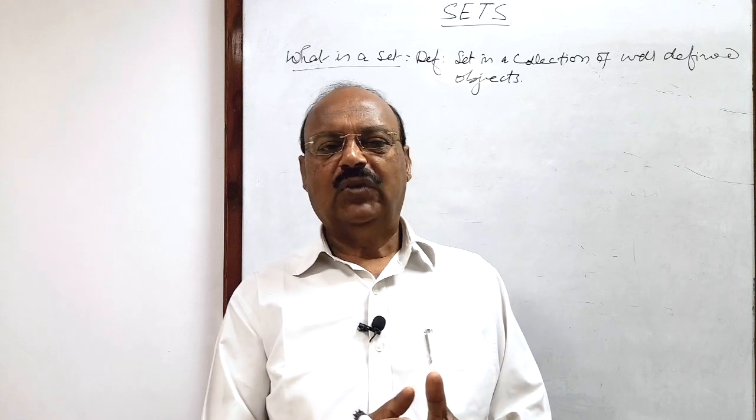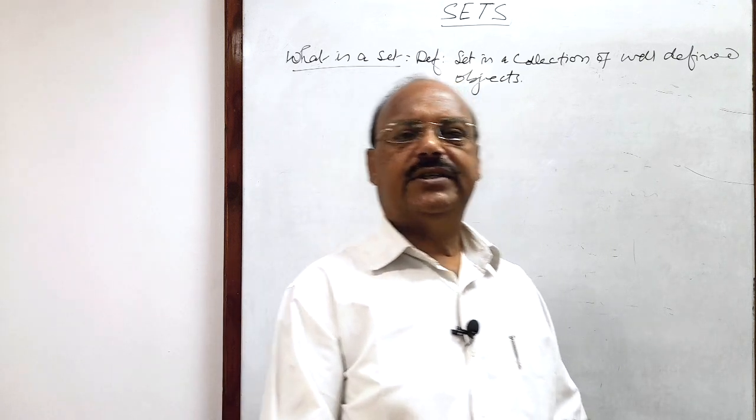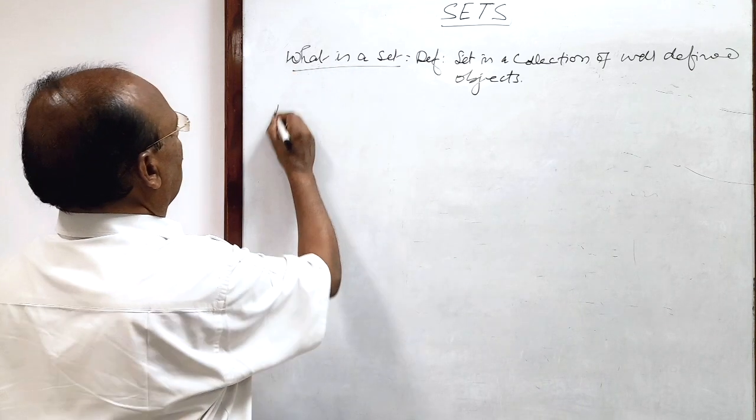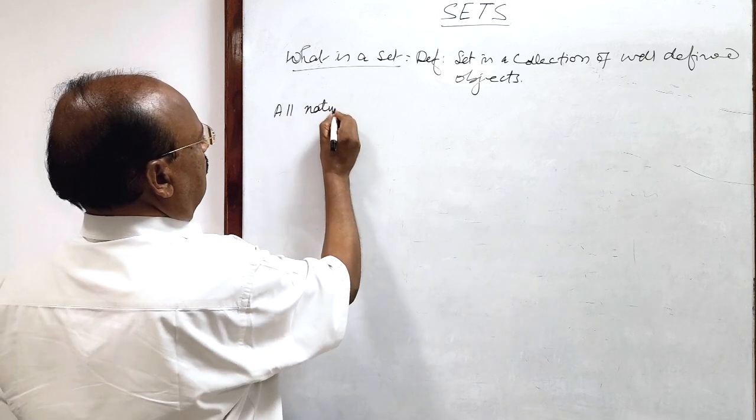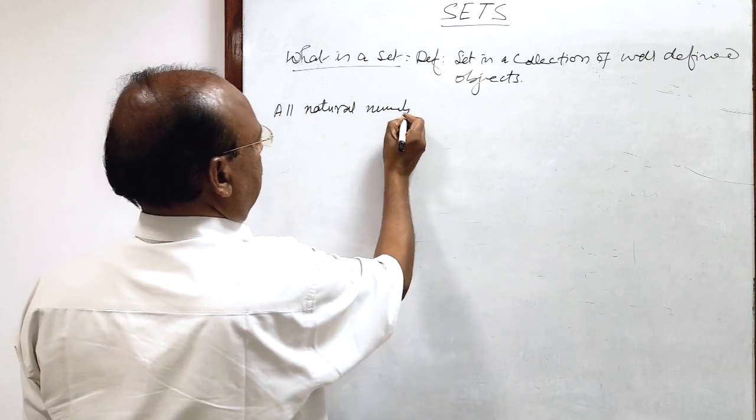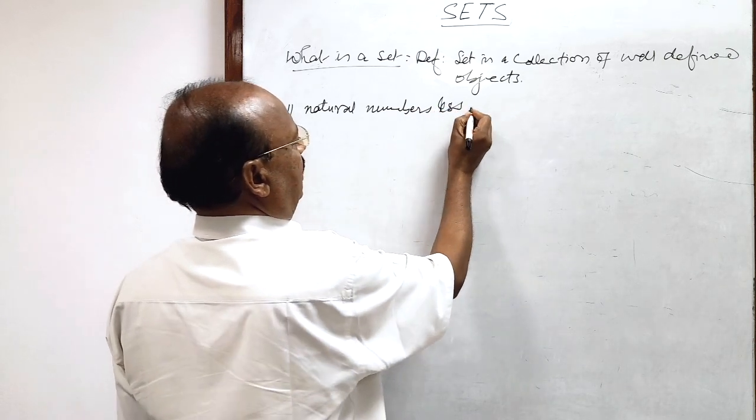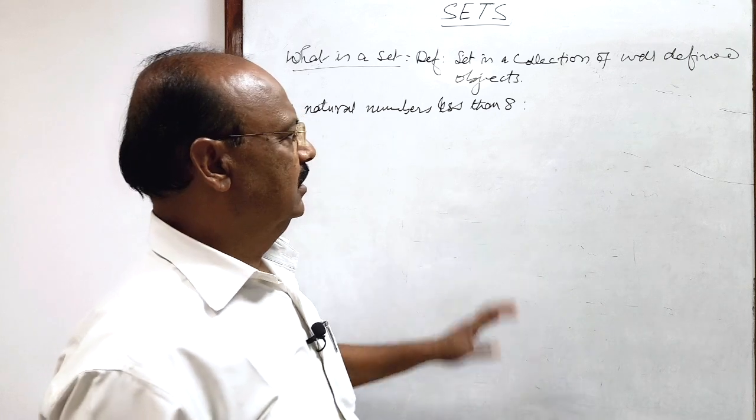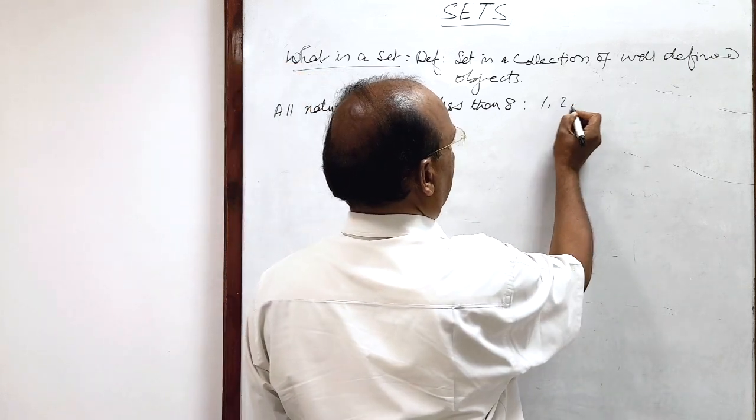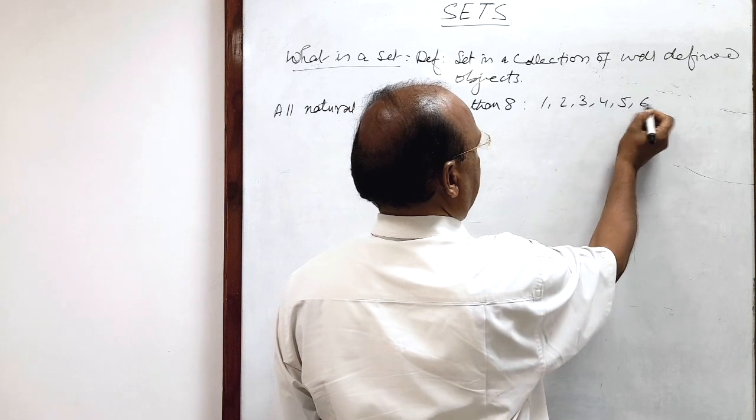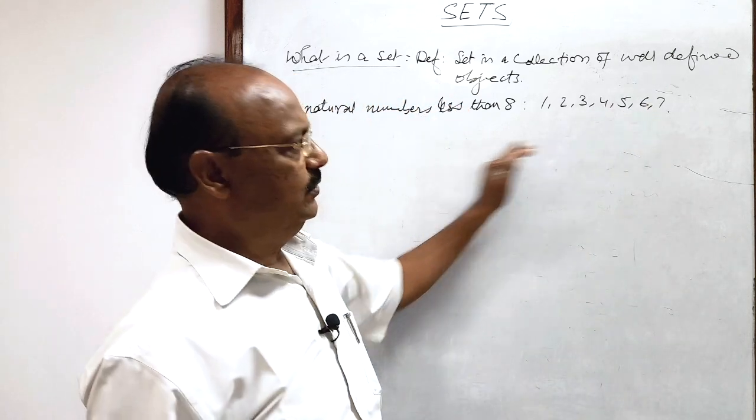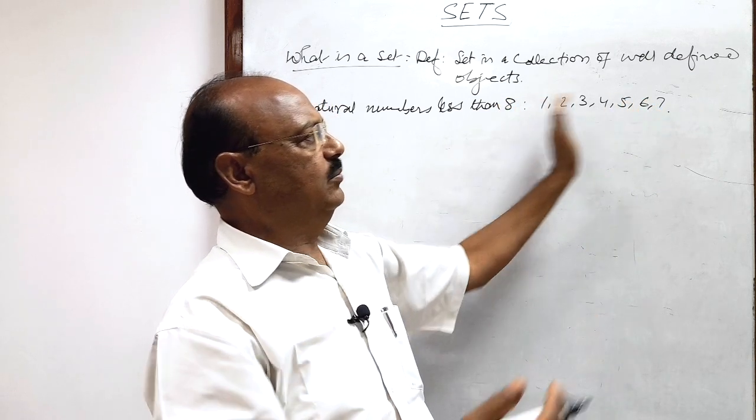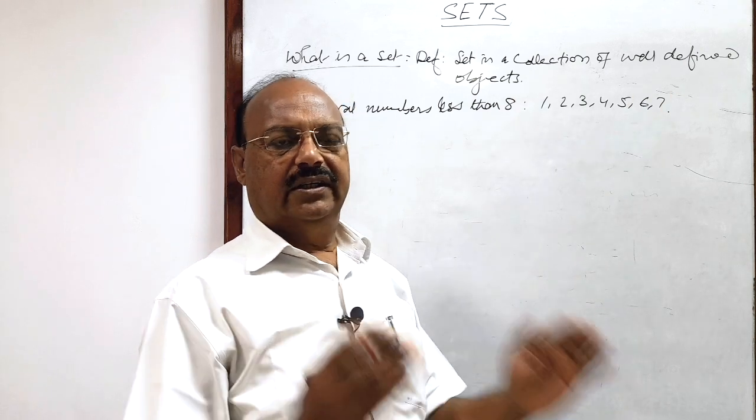or not. As for example, suppose you write all the natural numbers less than 8. It means this is obvious, this is clear that these elements are 1, 2, 3, 4, 5, 6, 7, less than 8. So this is a well-defined object. So this collection of these 7 natural numbers 1, 2, 3, 4, 5, 6, 7 is a set.